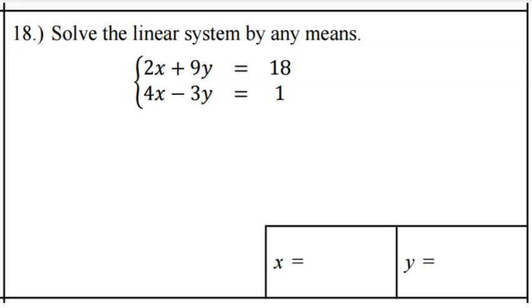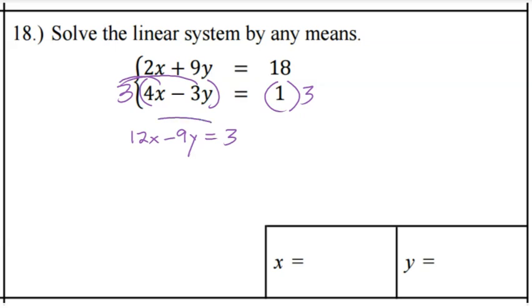I think what I'm going to do is turn the negative 3 into a negative 9. The way I'm going to do that is I'm going to multiply the left side of this equation by 3, and I'm going to multiply this 1 over here by 3. So I'm going to distribute: 3 times 4x gives me 12x, and 3 times negative 3y gives me minus 9y, equals 3 times 1 is 3. And so I've just multiplied the entire equation by 3.